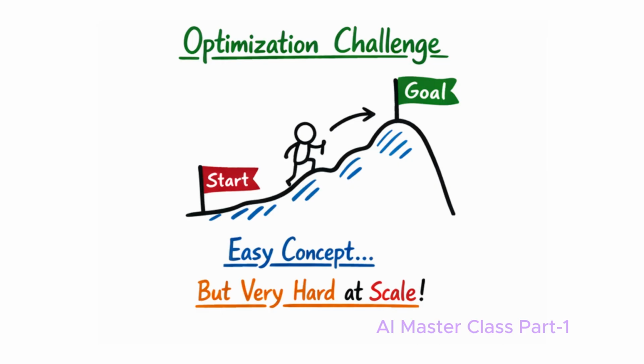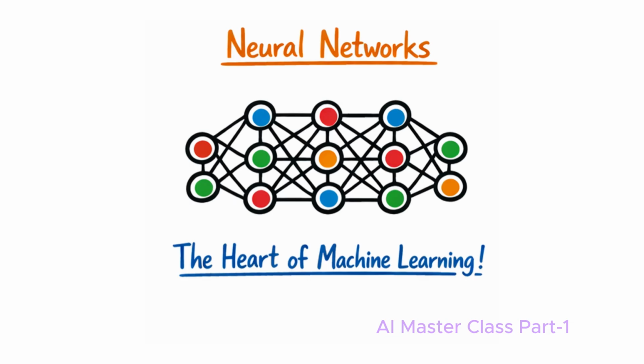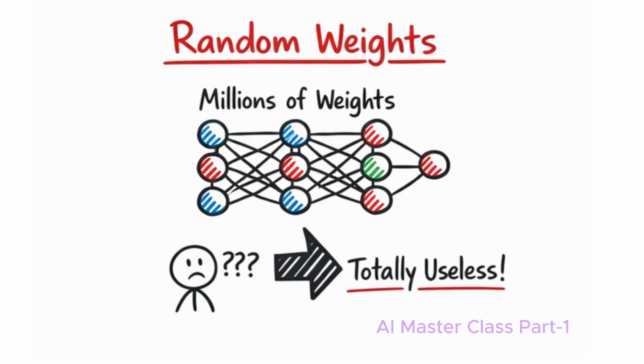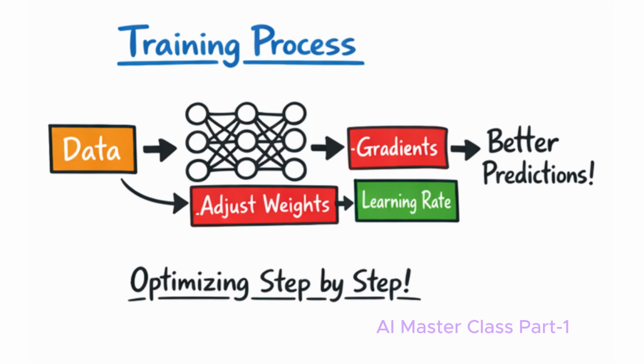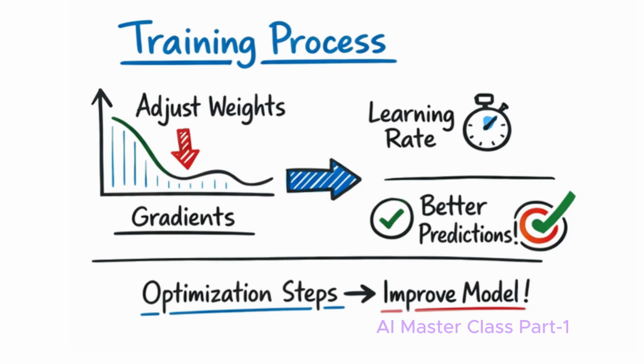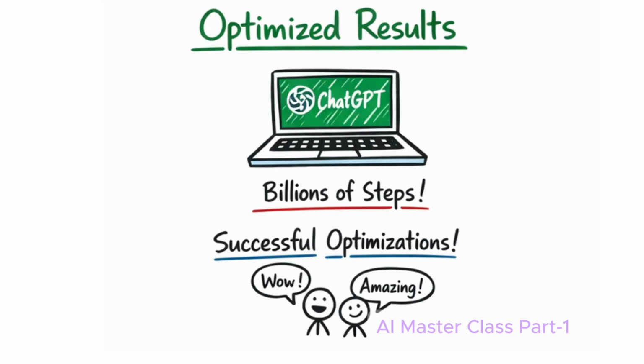Now, let us quickly connect all of this to the heart of machine learning, which is the neural network. A neural network has millions of internal settings called weights. And when you first create the neural network, these weights are basically random. The model is completely useless at that point. Training is the process of using optimization to fix those weights by adjusting them at each step. That is done using gradients and the learning rate. It will continue until the model starts making accurate predictions. So that's all about optimization concepts in machine learning.